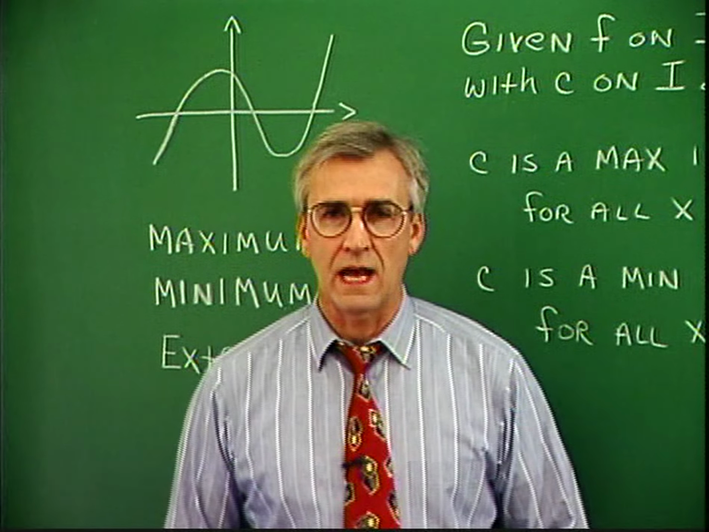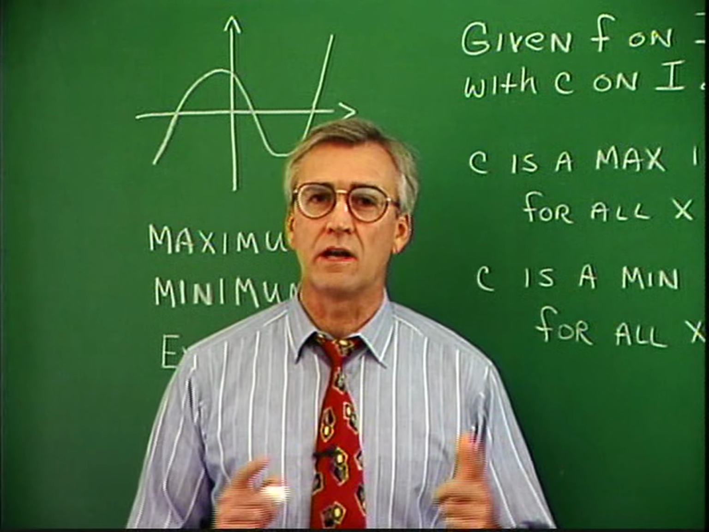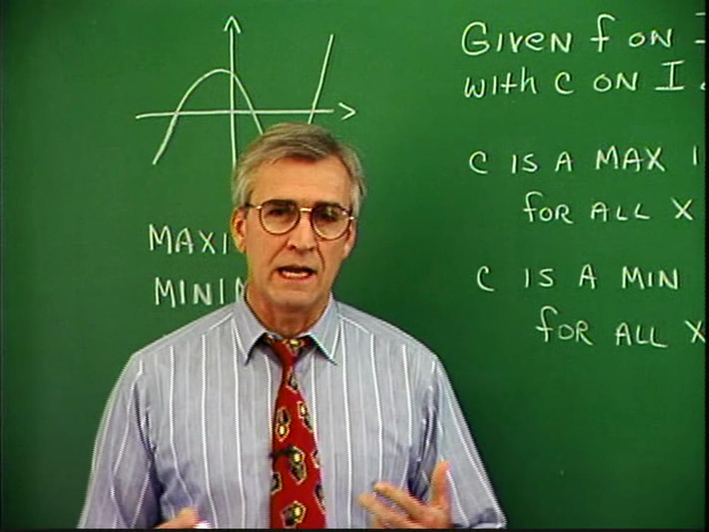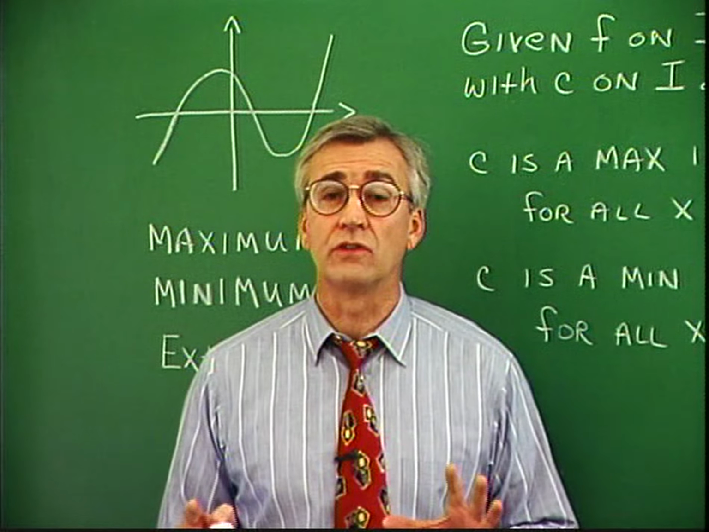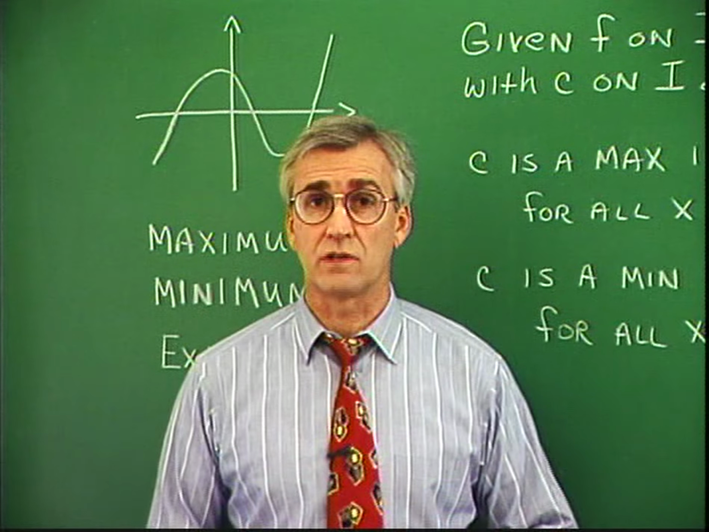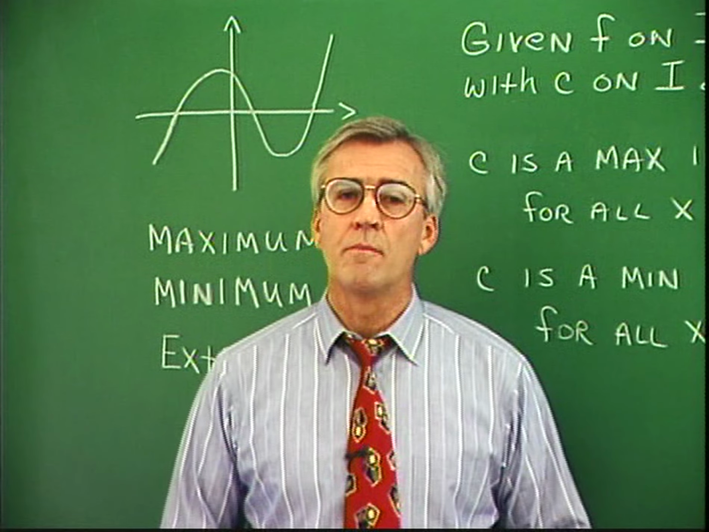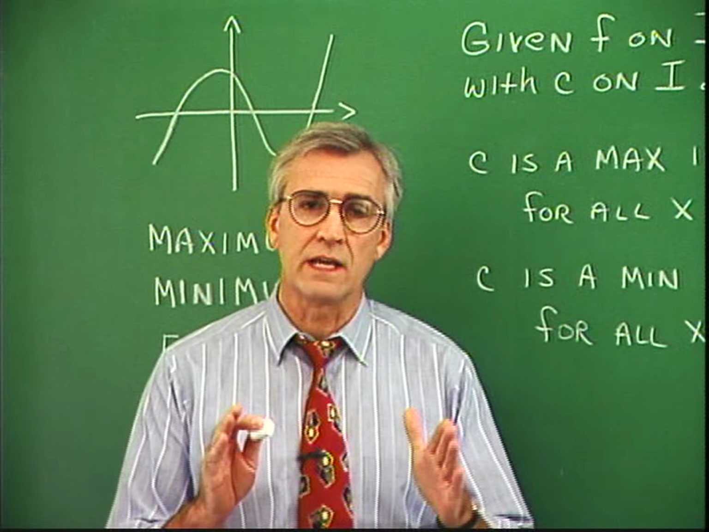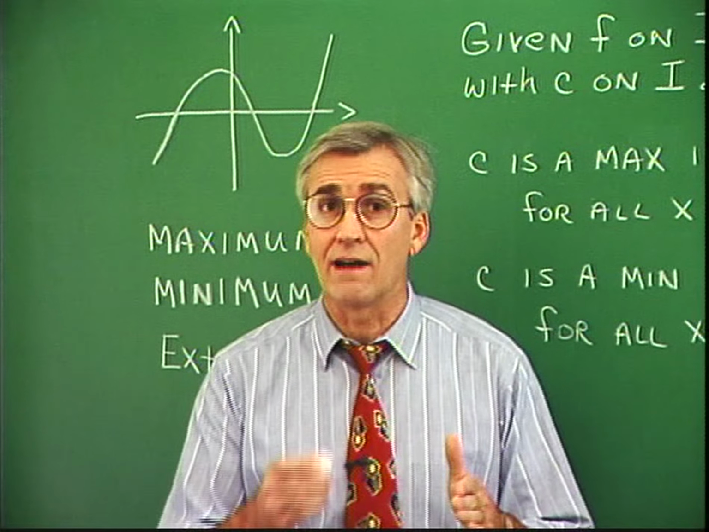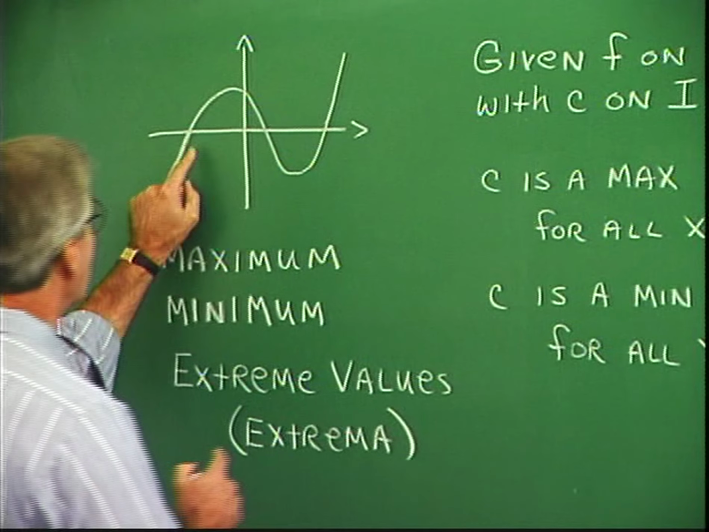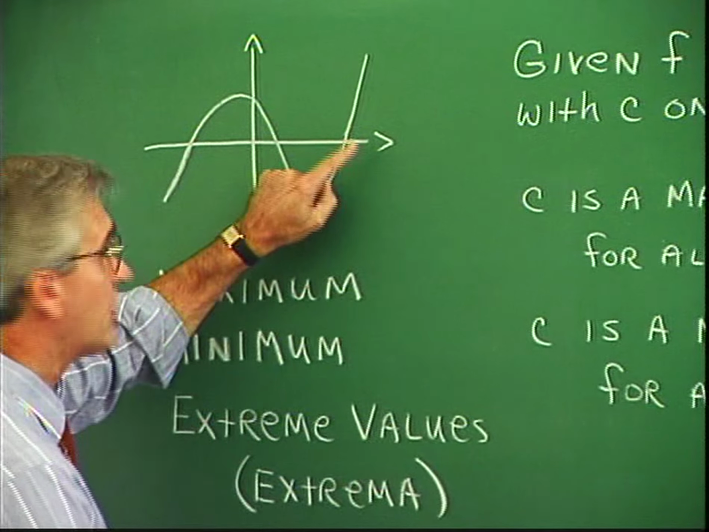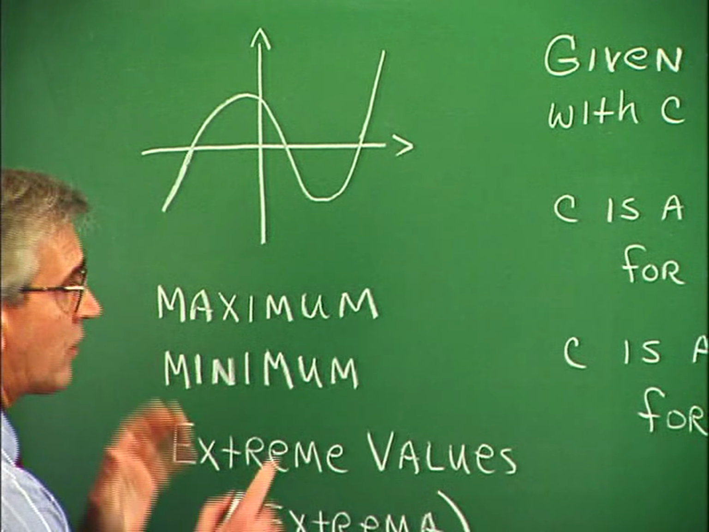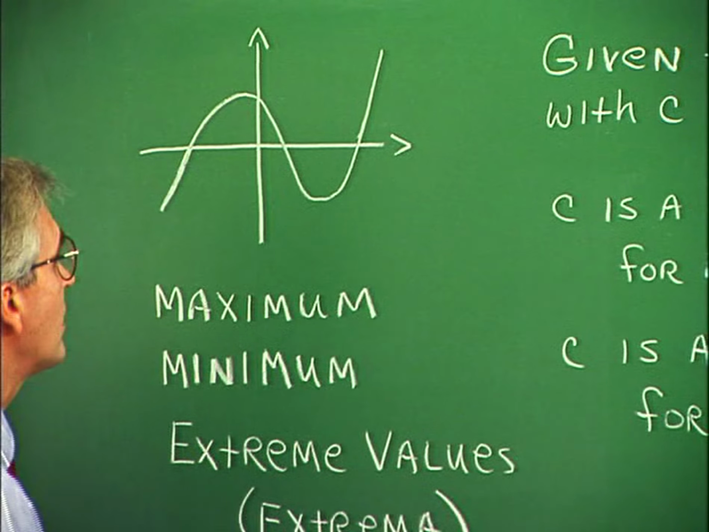Recall from pre-calculus that when you studied polynomial functions, the chapter or the section was entitled Polynomial Functions, or it may have been entitled Zeros of Polynomial Functions. Basically, you were trying to find the x-intercepts of the graph. The graph might look something like this, and you were trying to find the spot where the graph crosses the x-axis. So you're looking for x-intercepts. And there were various techniques that we brought to bear on that.